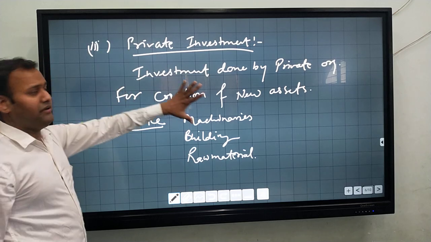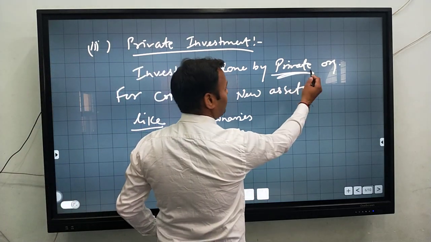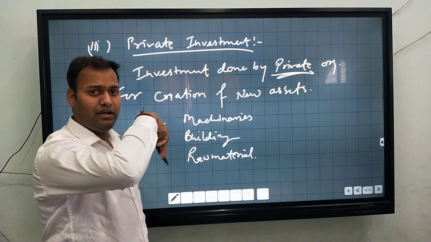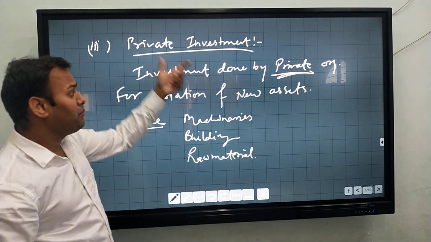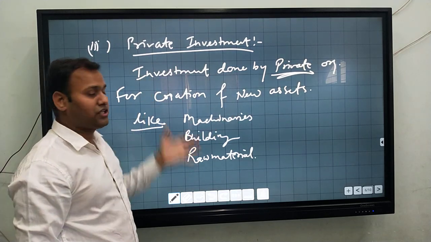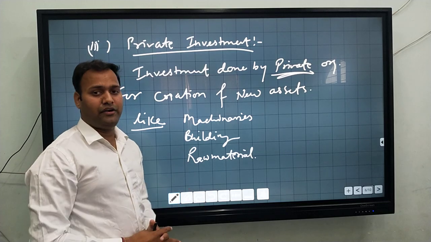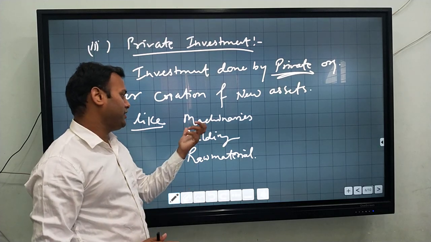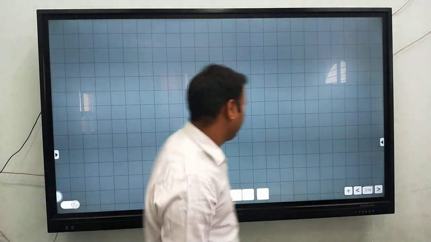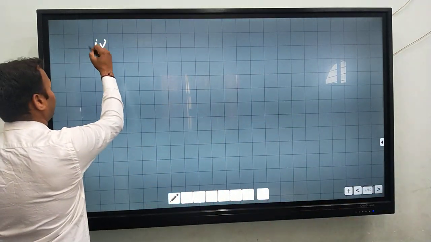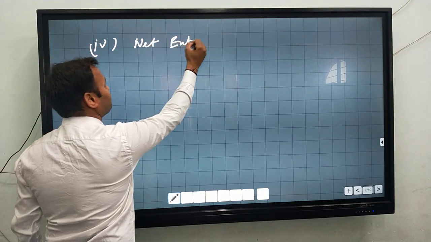Okay, so private investment is what? The investment done by the private sector, not the government. Government was already discussed in the previous slide. Now all the investments done by the private organizations for the creation of the new assets. New assets means making the industries or machineries, buildings, etc. Okay. Now come to the last component of the aggregate demand, that is net export.